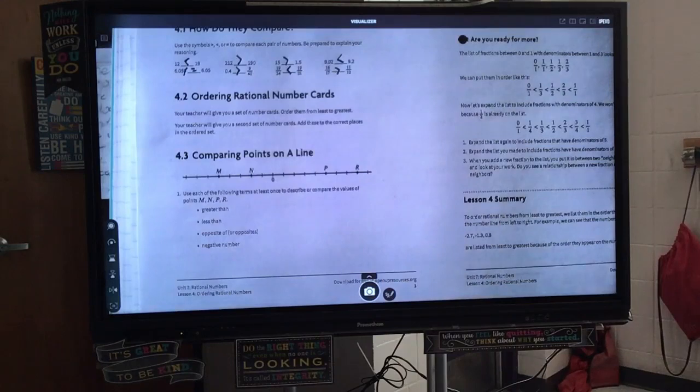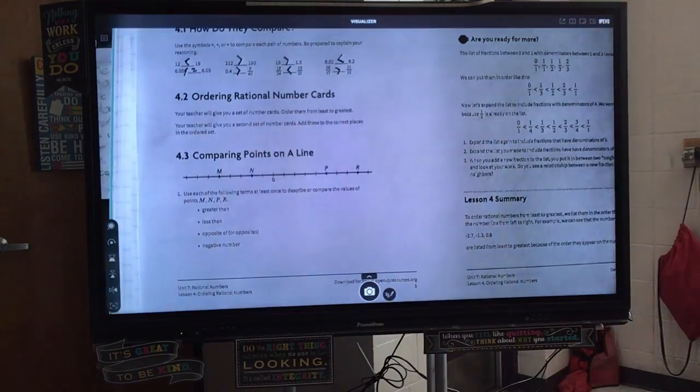Alright, so what can we use for greater than? Using the points on the number line, what two points can we use to talk about greater than? Lily? P and R. So put it all together.